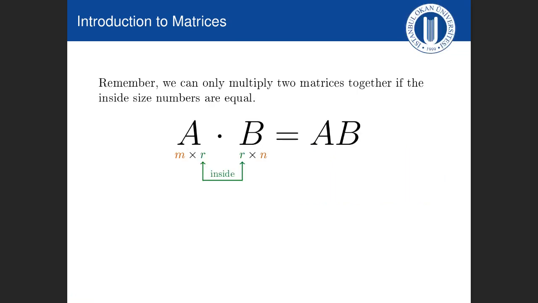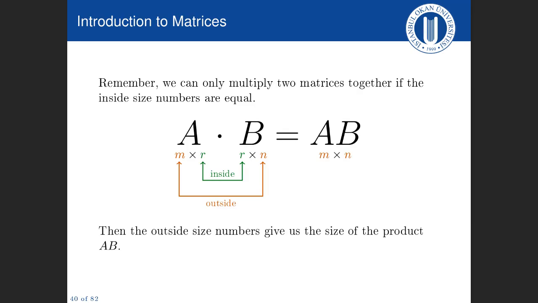Now, let me remind you, we can only multiply two matrices together if the sizes are right. And in particular, we can only multiply two matrices together if the inside size numbers are the same. M by R and R by N. These inside numbers, these R's, need to be the same. And if that's true, then the outside numbers are going to give us the size of the product. AB is going to be an M by N matrix.